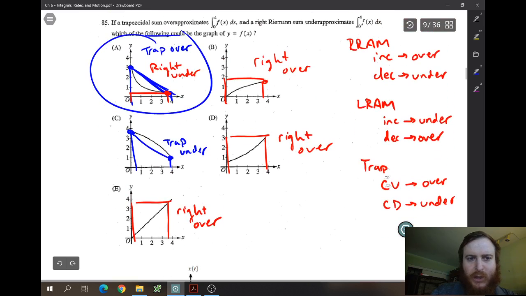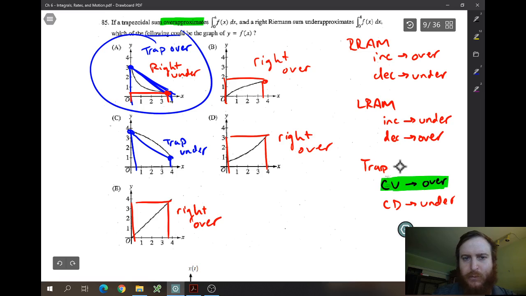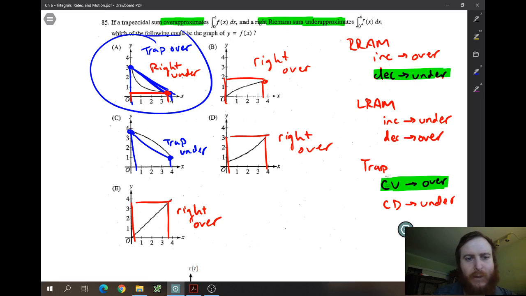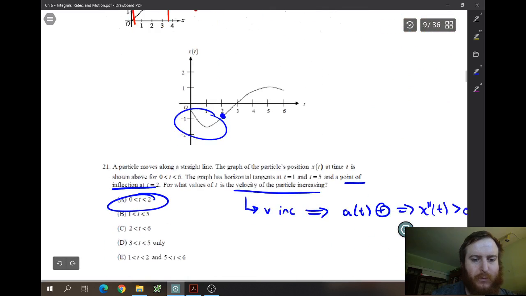So if we saw something that said the trapezoidal Riemann sum is an over approximate, that means we need it to be concave up. And the right Riemann sum was an under approximate, so we need it to be decreasing. And the only graph that's concave up and decreasing is A. So you could have done it that way. I like to just draw them in.